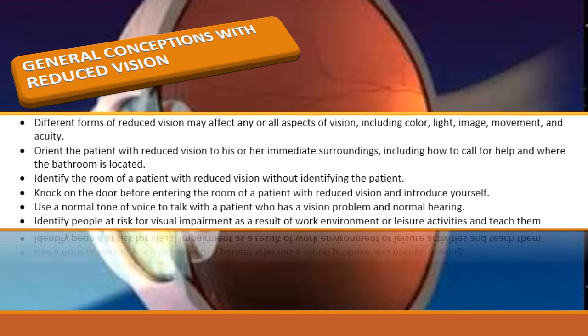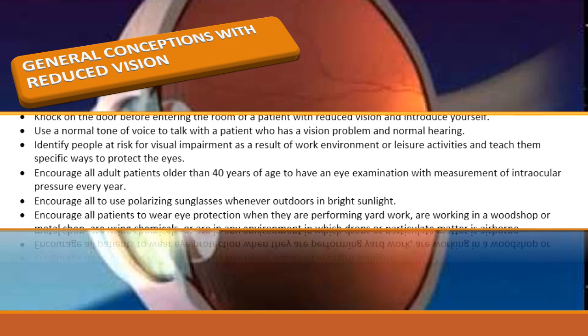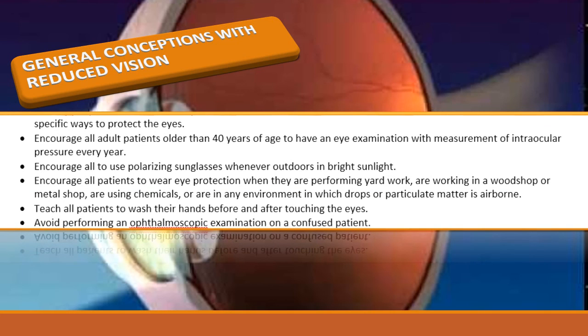You want to identify yourself when entering the room of a patient with reduced vision. You want to knock on the door before entering and introduce yourself. You want to use a normal tone of voice to talk to people who have reduced vision. You do not need to yell at them. They have normal hearing. You want to identify at-risk patients for visual impairments as a result of work and different things. You want to encourage all adult patients older than 40 to get an eye exam and measure intraocular pressure every year.